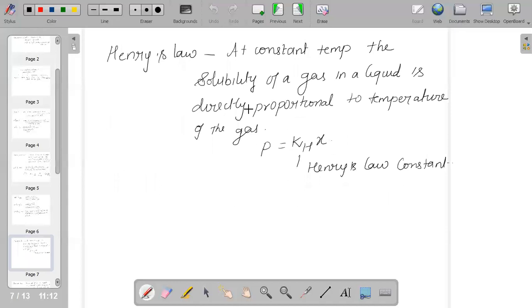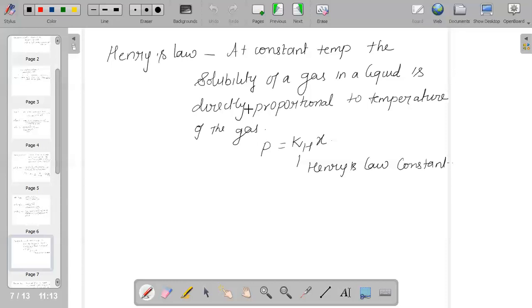And the next very important laws which we need to study in this chapter are two laws. One is Henry's law and the other one is Raoult's law. When we say Henry's law, what is Henry's law? At constant temperature, the solubility of a gas in a liquid is directly proportional to the pressure of the gas. As I told you, solubility of a substance will increase as the temperature is increasing.